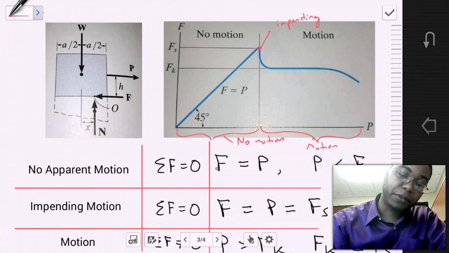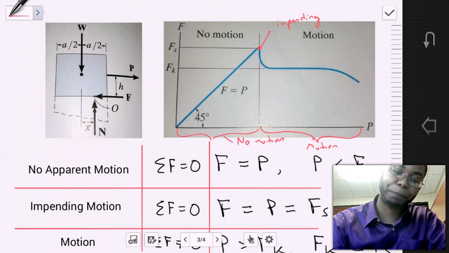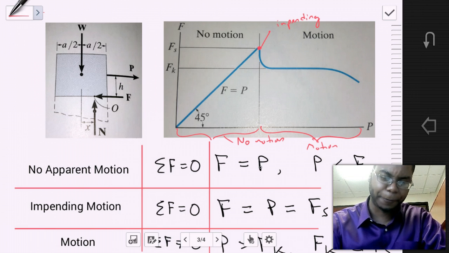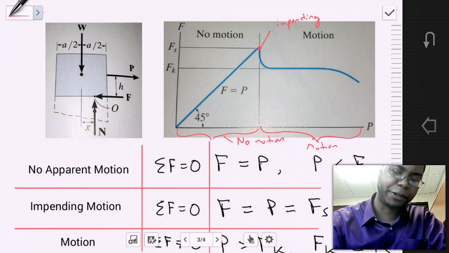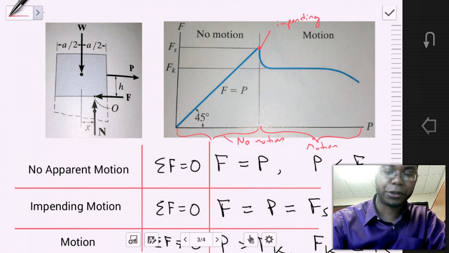We know that the value of the frictional force, the value of F, must be equal to P to maintain equilibrium. And we know that the value of P, the applied force, is less than the limit in static friction, right? So there's some frictional force F that exists when there's no apparent motion, and it's equal to the value of the applied load, but we also know that P, our applied load, is less than our static frictional force.